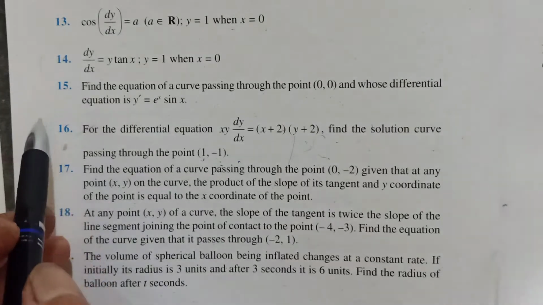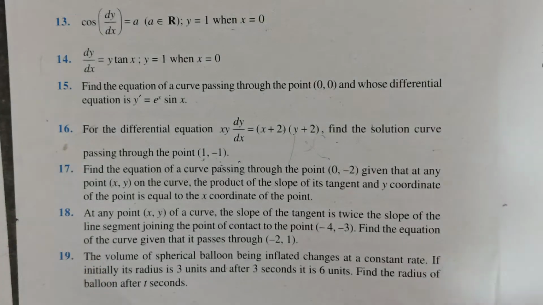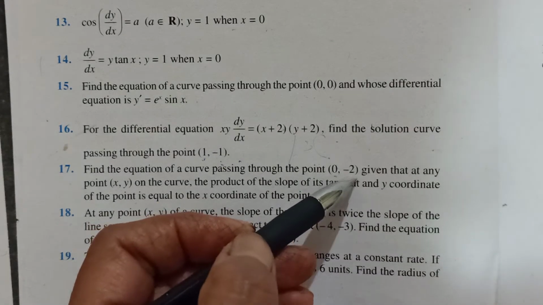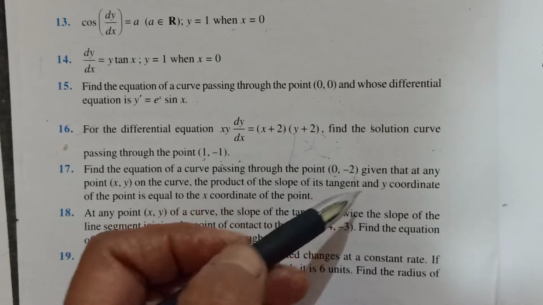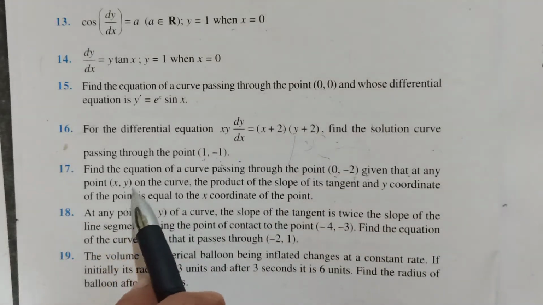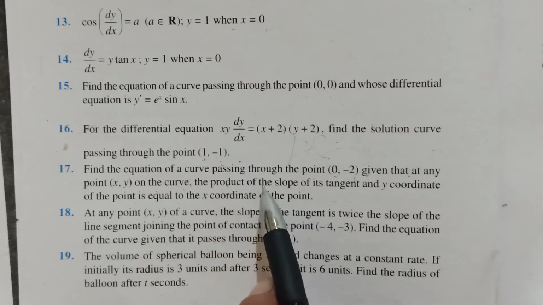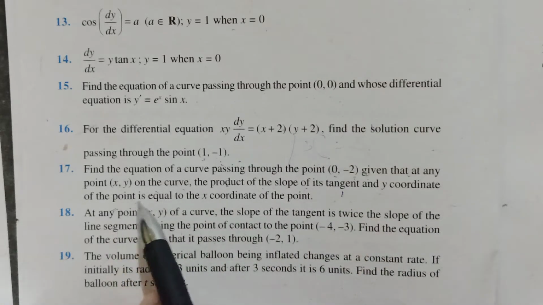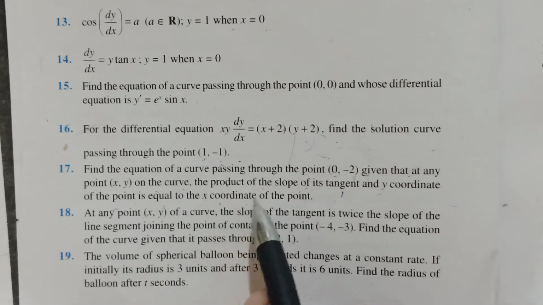Okay, so that's a simple one. Try it yourself. 17th one is saying find the equation of the curve passing through point 0, minus 2. So again we'll take x0 and y as minus 2. Whenever a point is given, this is what it means. Given that at any point x, y on the curve, the product of the slope of the tangent and y coordinate of the point is equal to its x coordinate.